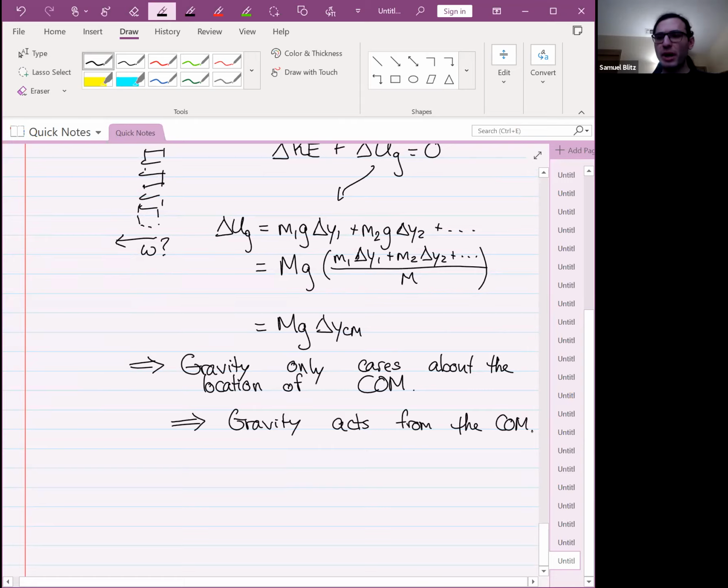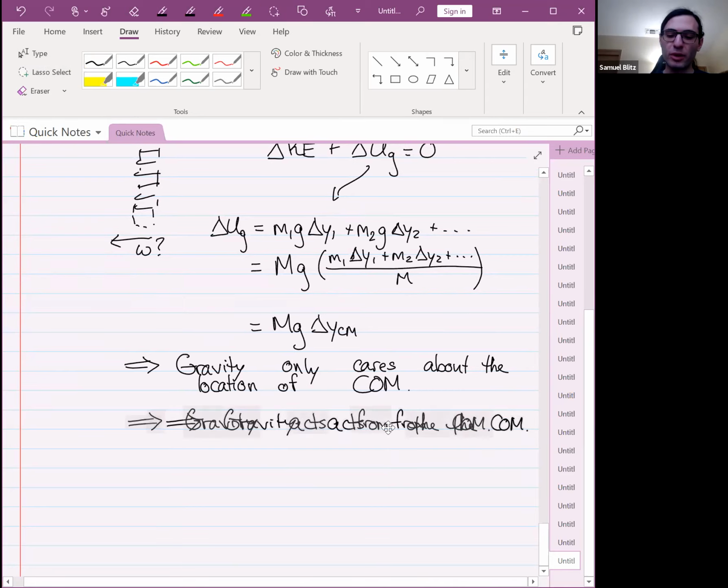And this is why, basically, because gravity acts uniformly on everything, on every chunk of mass. And so the average location of where that gravity is acting from can be treated as the center of mass. That's also why the center of mass is often called the center of gravity. Right.